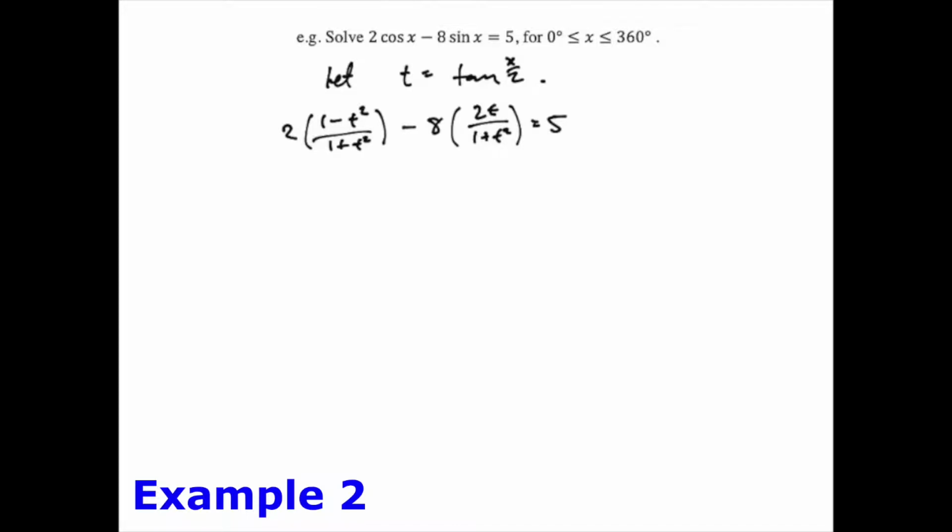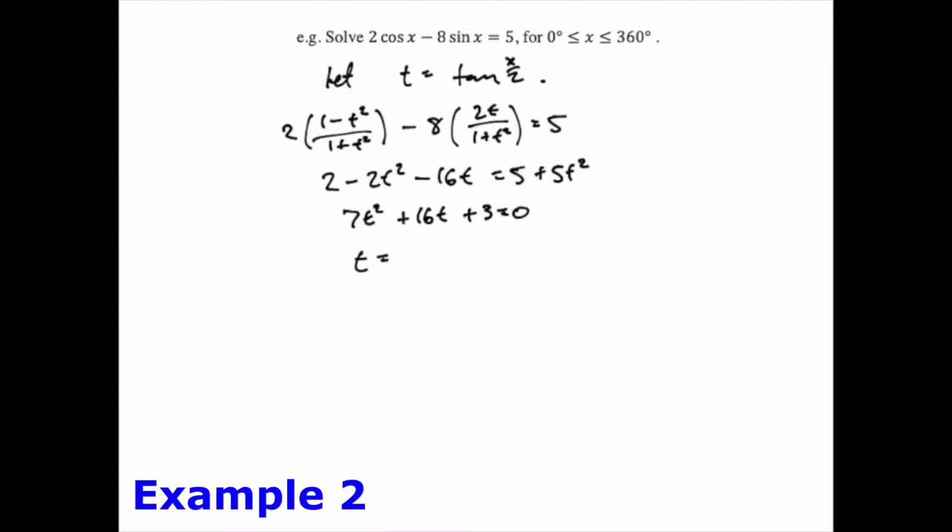So same as the last example, we can multiply everything by the denominator there and expand our numerator. We'll end up with 2 minus 2t squared minus 16t equals 5 plus 5t squared, bring everything together. 7t squared plus 16t plus 3 equals 0. Okay, can't factorise this one again.